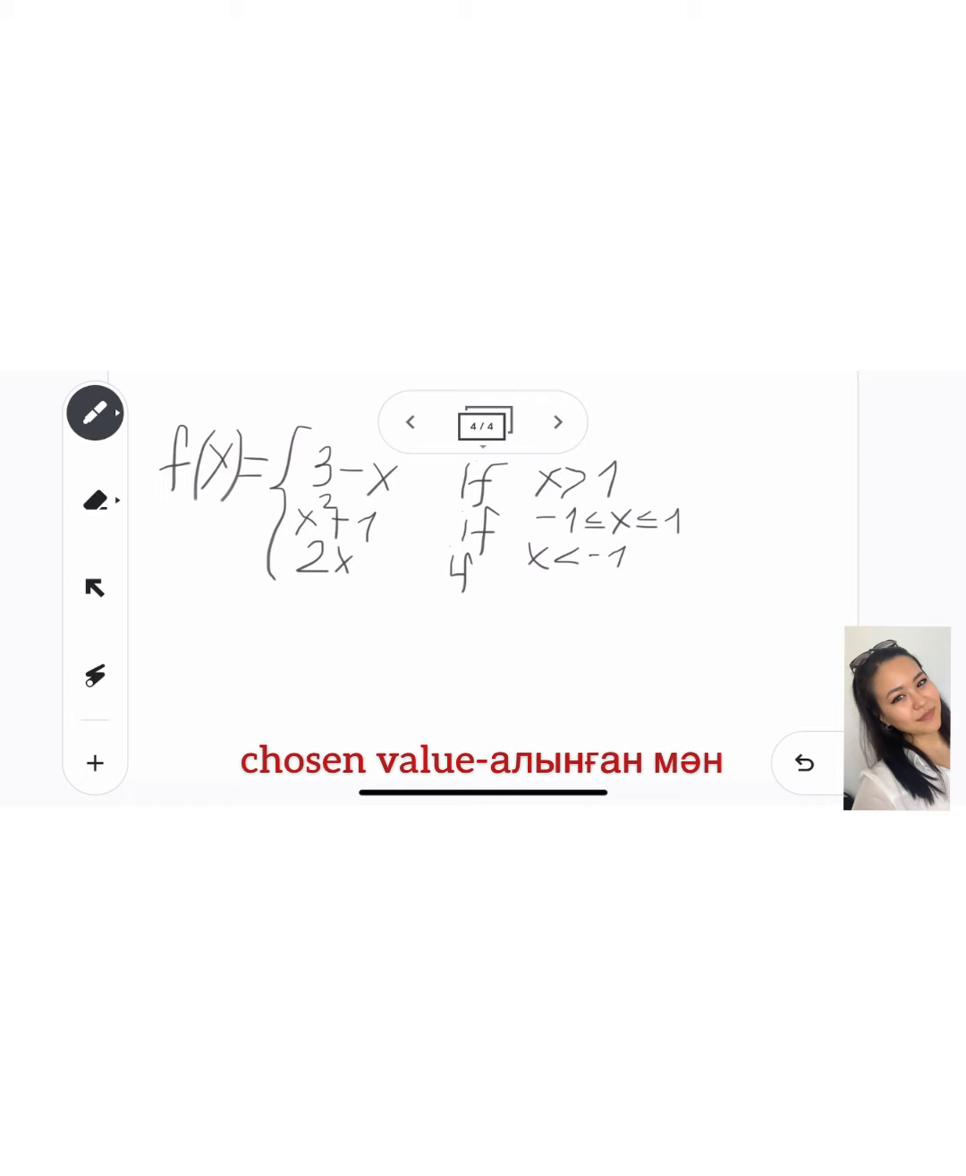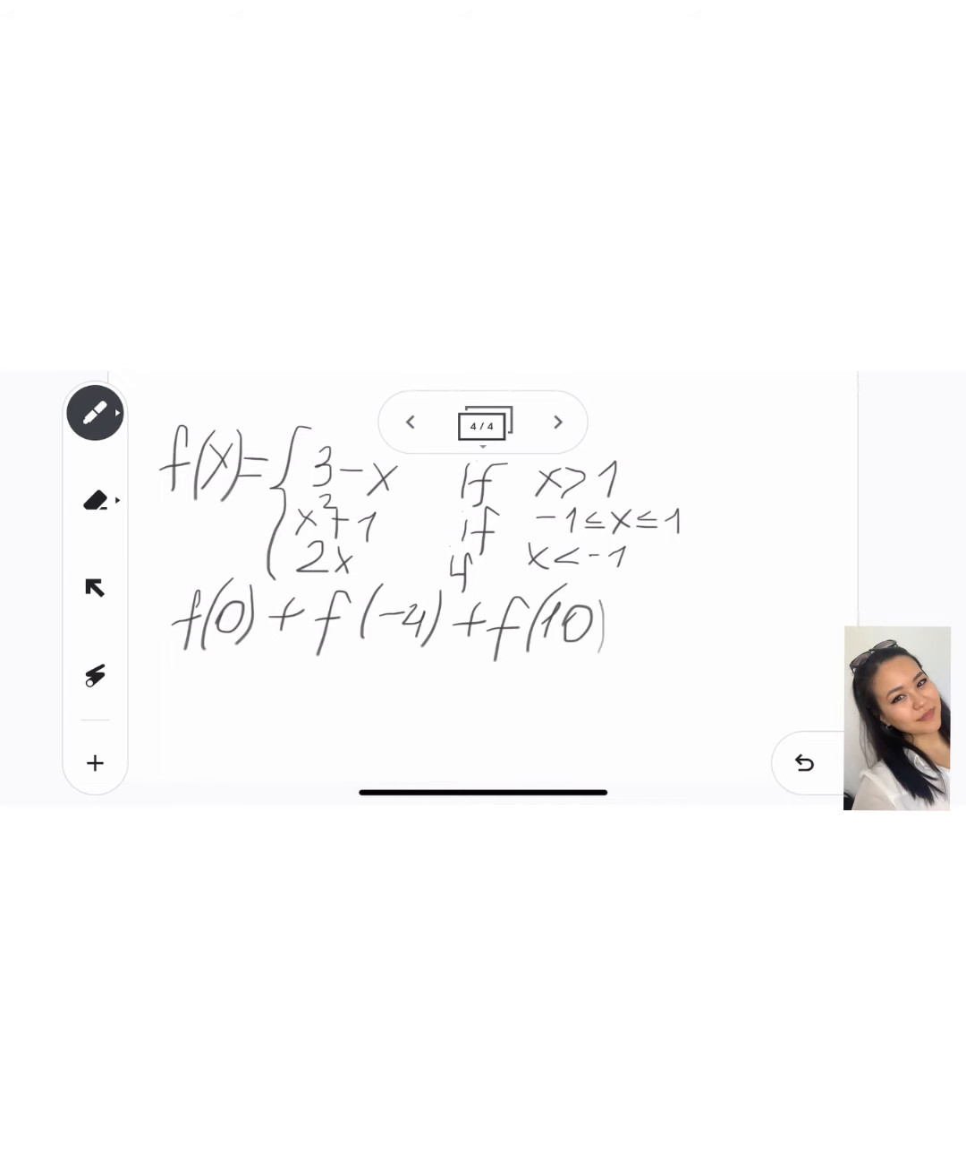If the chosen value x is more than 1, then substitute it in 3 minus x. If the chosen value is between minus 1 and 1 inclusive, then substitute it in x squared plus 1. And the last condition is if the chosen value x is less than negative 1, then substitute it in 2x. These are the conditions. So we have to find f of 0 plus f of negative 4 plus f of 10. Equals what? The question.